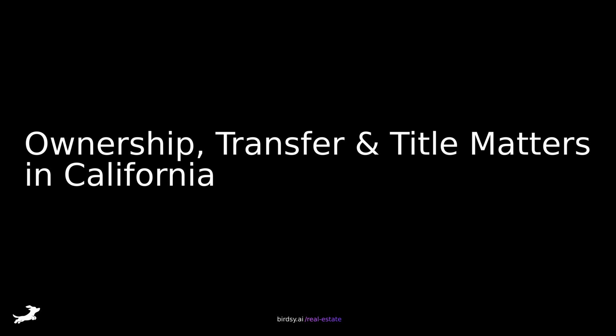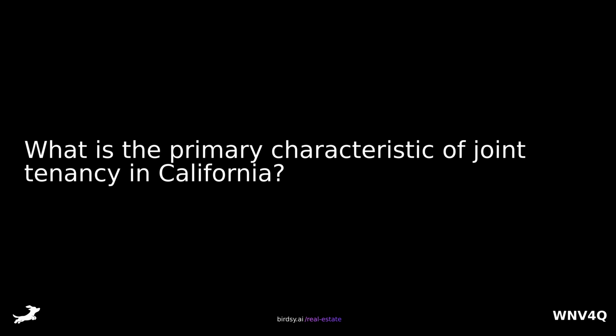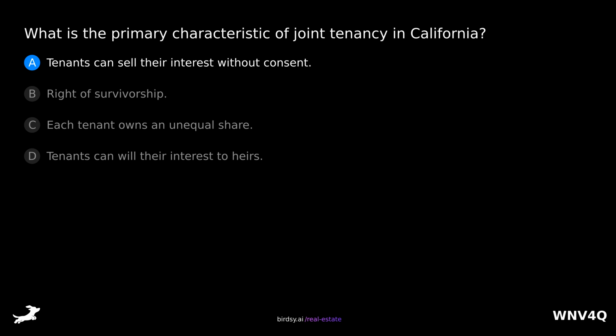Lastly, let's take a look at ownership, transfer, and title matters in California. Ownership forms and vesting. What is the primary characteristic of joint tenancy in California? Is it A, tenants can sell their interest without consent? B, right of survivorship?